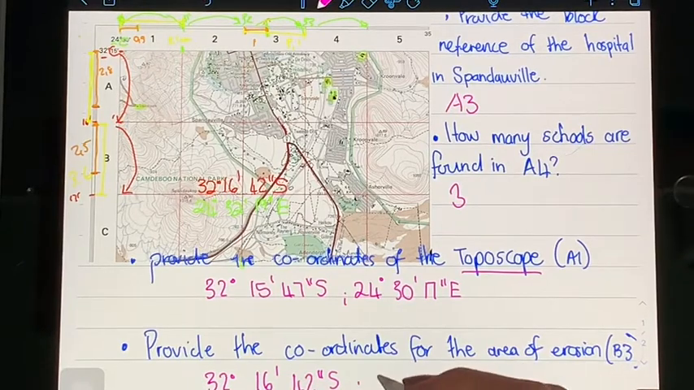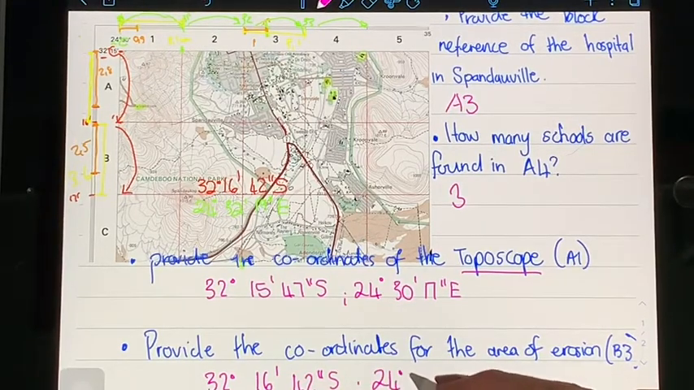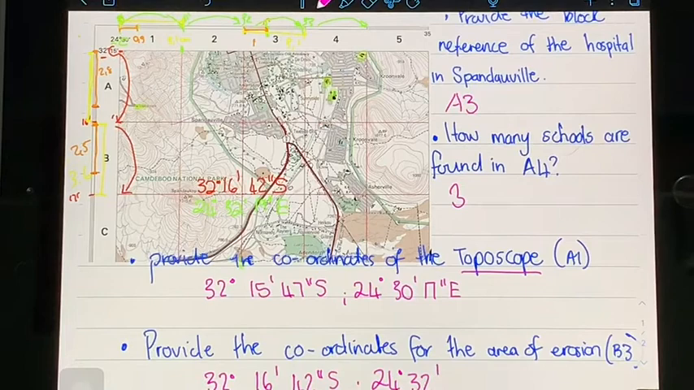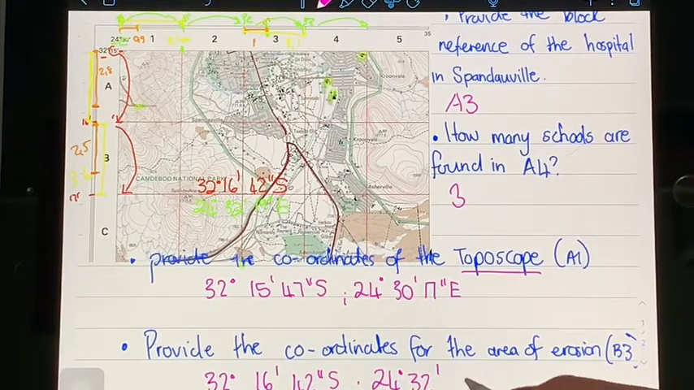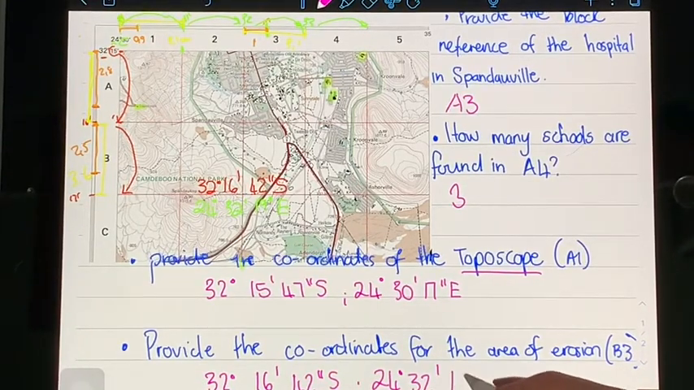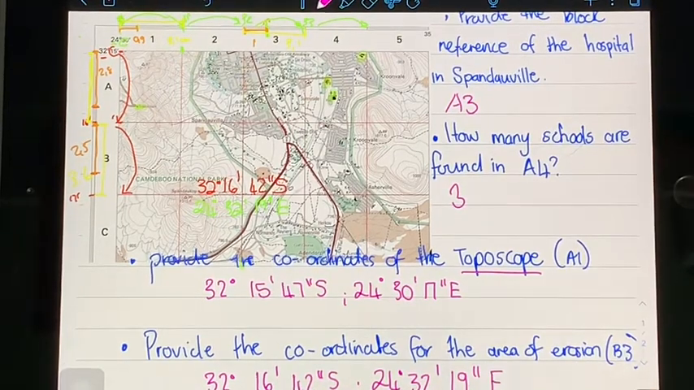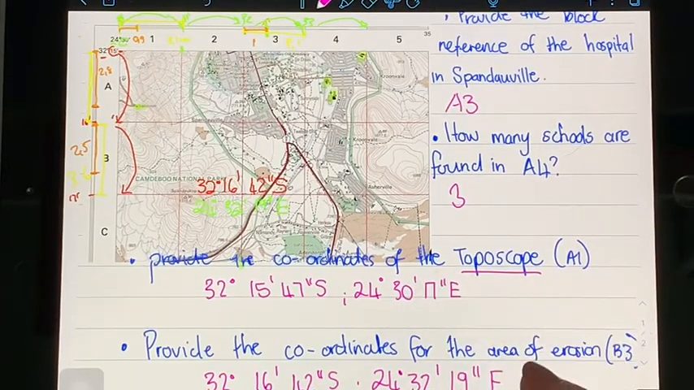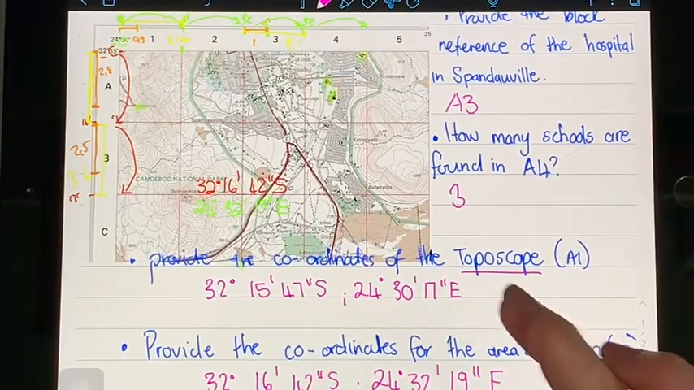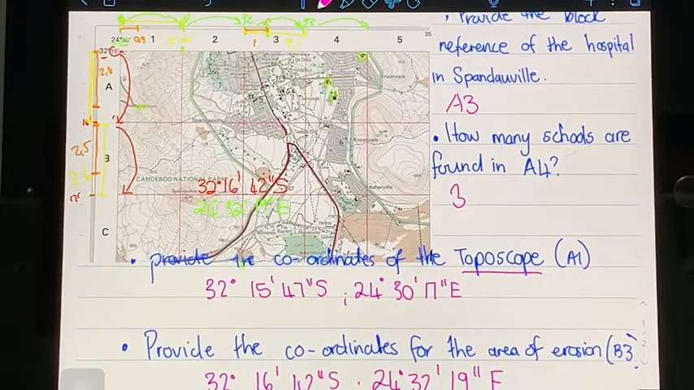and the longitude was 24 degrees, 32 minutes. We show minutes with one line, and then your seconds were 19 seconds, 2 lines, and that's always east for South Africa. Now that is if you are asked to actually provide your coordinates and you are given a specific feature.